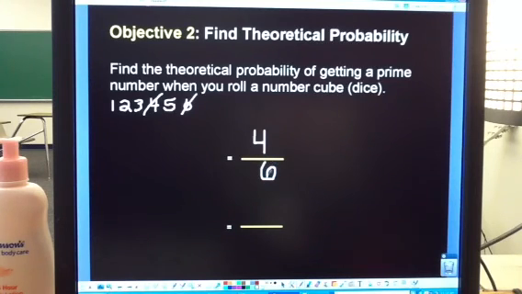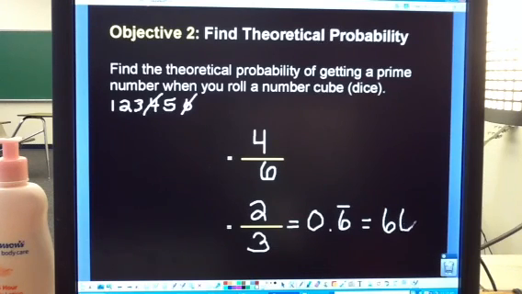So out of our 6 total choices, we've got 3 out of 6, which gives us a simplified fraction of 1 out of 2. So our theoretical probability is 0.5, or we can write this as a percent, 50%.